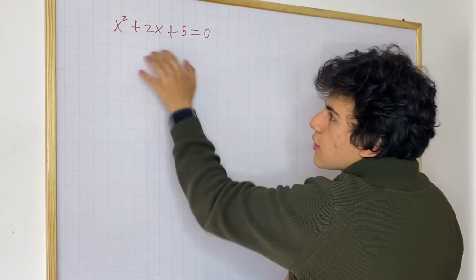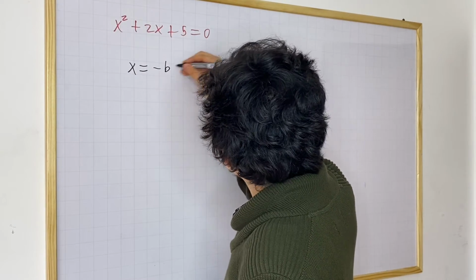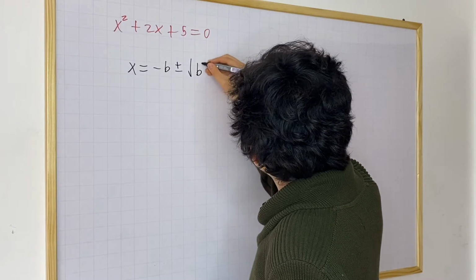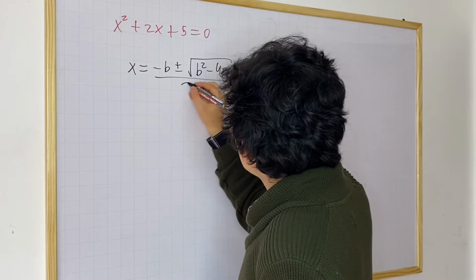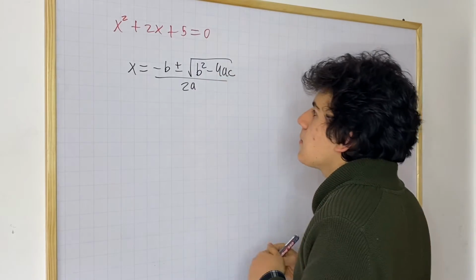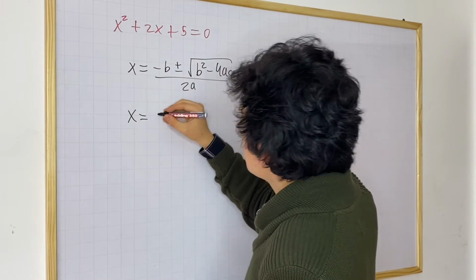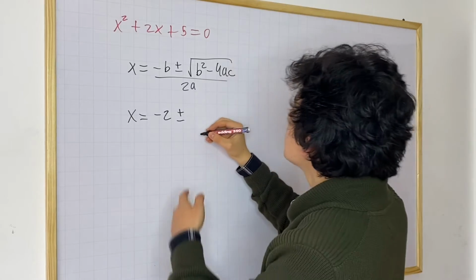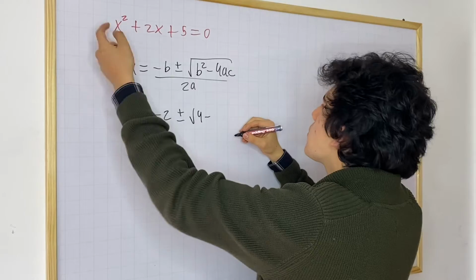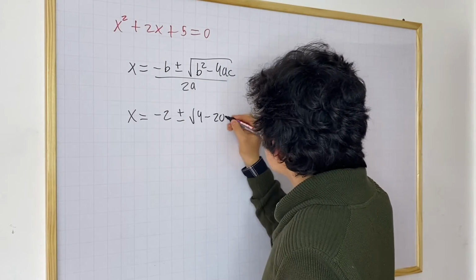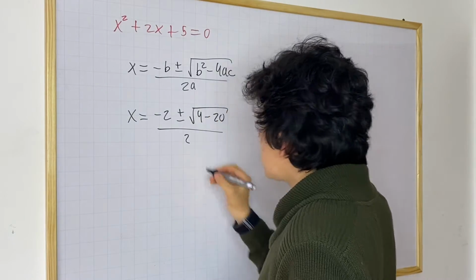So what are the solutions to this equation? We're going to use the quadratic formula. We know x is going to be minus b plus or minus the square root of b squared minus 4ac, divided by twice the first coefficient, 2a, okay? Now we need to substitute our values. So x is going to be minus b, so minus 2, plus or minus the square root of b squared, that is 4, minus 4ac, 4 times 1 times 5, minus 20. You see what is going on there, right? And 2 times 1 is simply going to be 2.